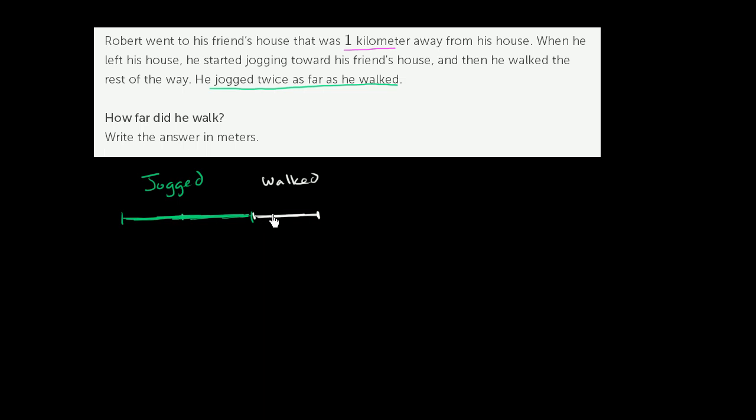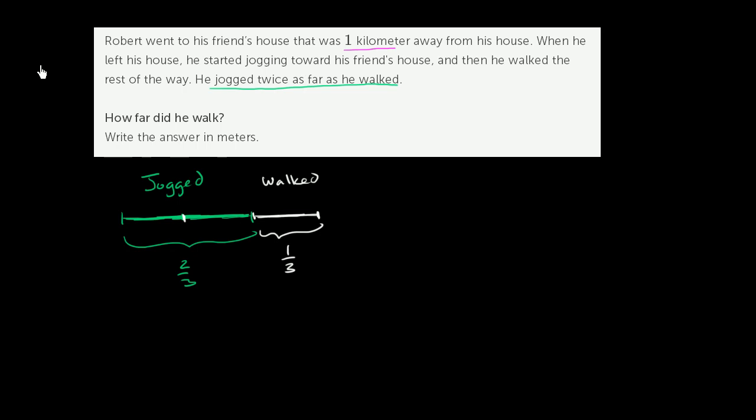Now, if you look at this, and knowing that this white section is half of this green section, you see that the total distance has essentially been divided into thirds, where he has jogged 2/3 of the distance. So the jogged is 2/3 of the distance. And then he walked 1/3 of the distance. And this is consistent with what's written here, because 1/3 is half of 2/3, or 2/3 is twice as far as 1/3. Now, what is the total distance?